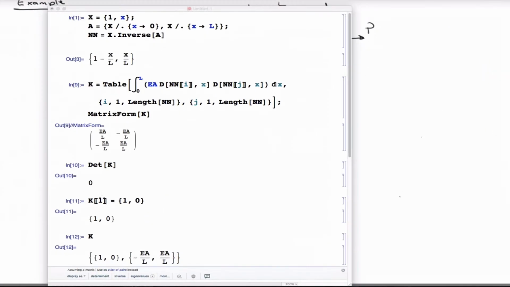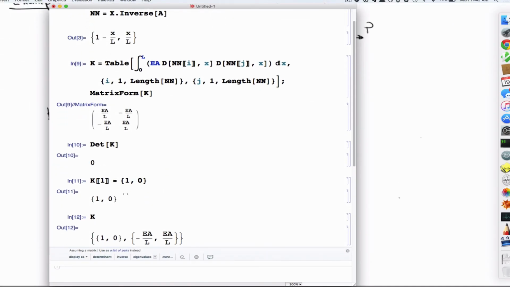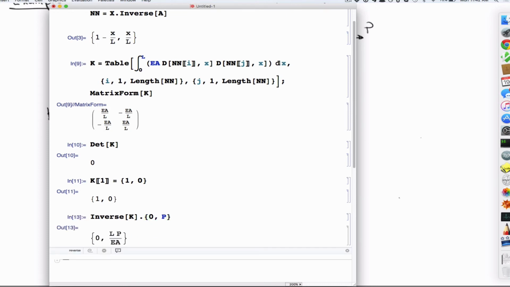So I modified the first row of the stiffness matrix, right? Now I can invert it, and I can multiply that by the force vector. And what do I get? This is the displacement on the right-hand side. And it's exactly what we know to be the displacement from undergraduate mechanics, right?